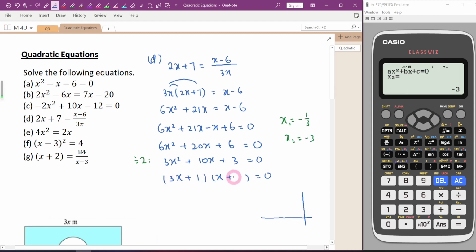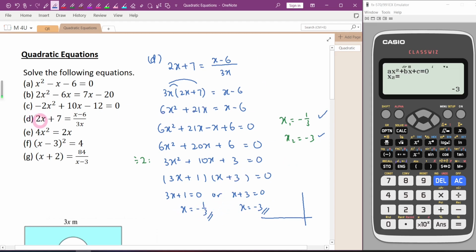Negative, I write positive 3. Okay, this is why I leave some space here. Now, 3x plus 1 is equal to 0, or x plus 3 is equal to 0. x is equal to negative 3, correct? And x is equal to negative 1 over 3. Okay, both of the answers are correct.